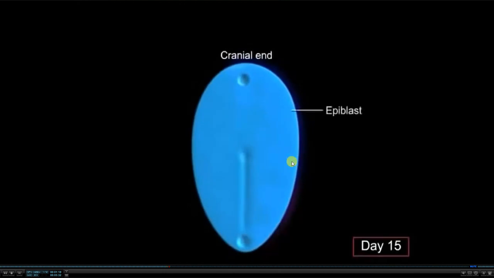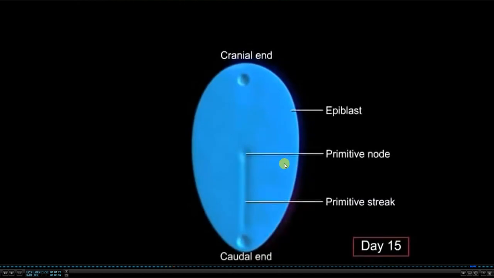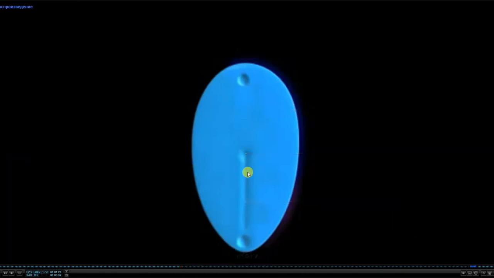Now a very important process. I hope you'll repeat thinking about it. Now we discuss the process which happens in the primitive streak, in the primitive groove of the primitive streak. At the end of the primitive streak we have the primitive node. From this primitive node starts the formation of notochord. So the notochord gives rise from it.